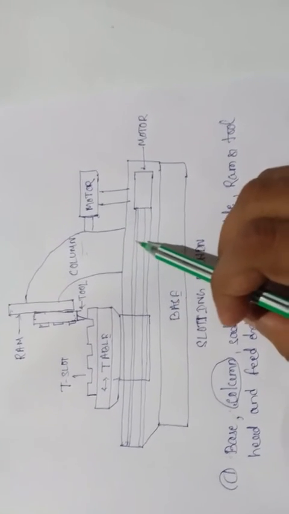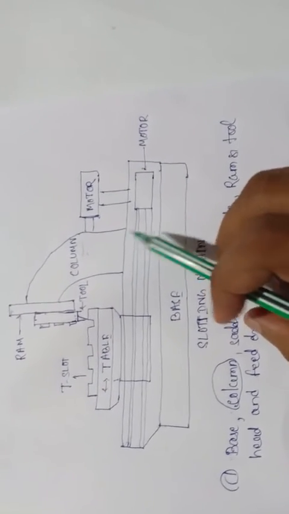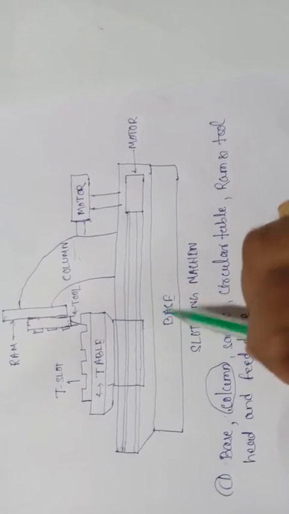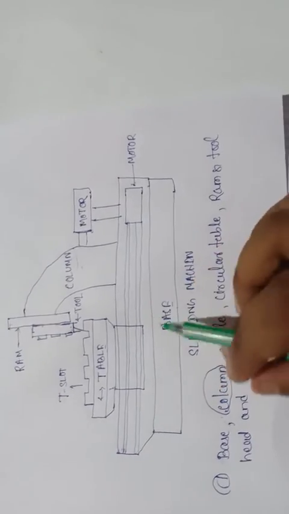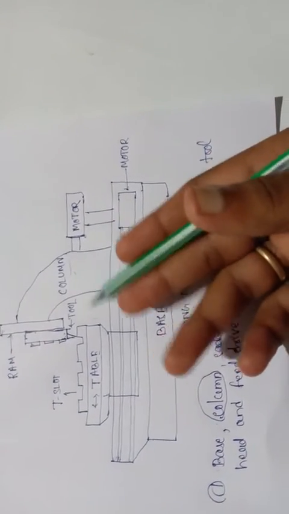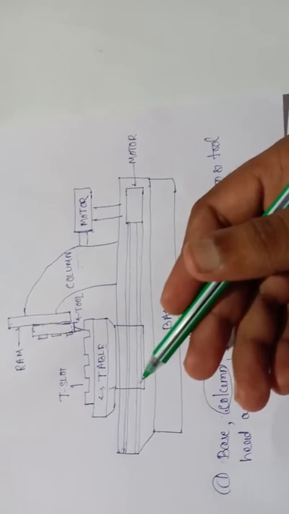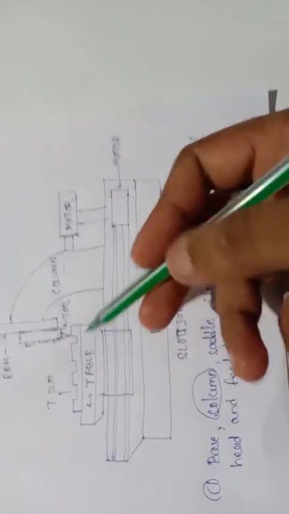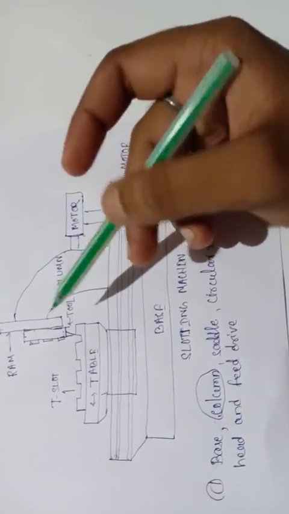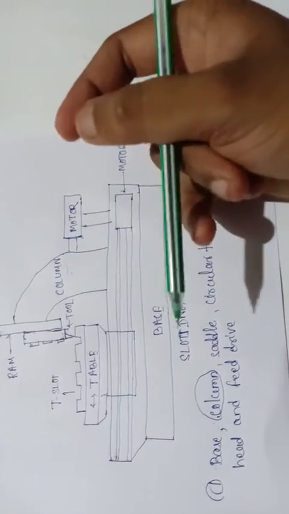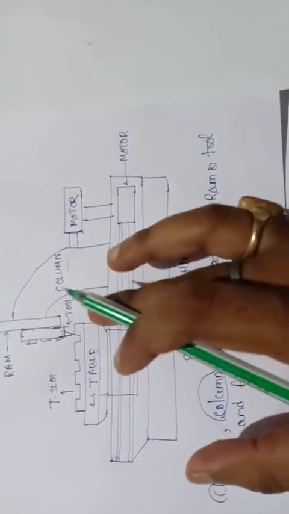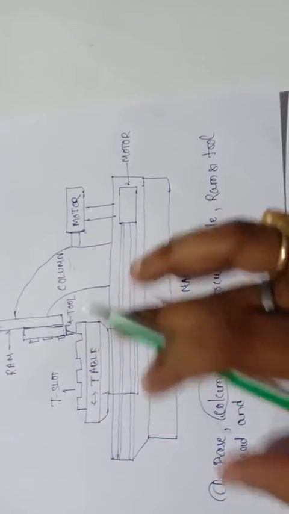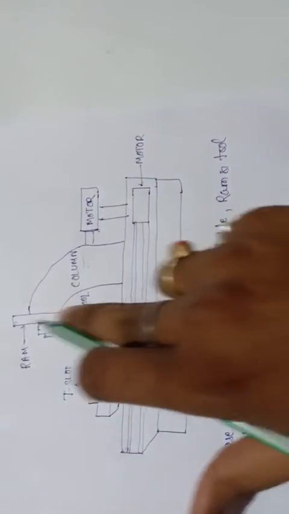Then let's study the working of the slotting machine. The working of a slotting machine is similar to a shaper machine, but the main difference is that the shaper works horizontally, whereas the slotter works vertically. The ram is connected to the crank and the crank is connected to the gear. When we increase or decrease the gear speed, the rotation of the crank increases or decreases, and accordingly the ram moves up and down.